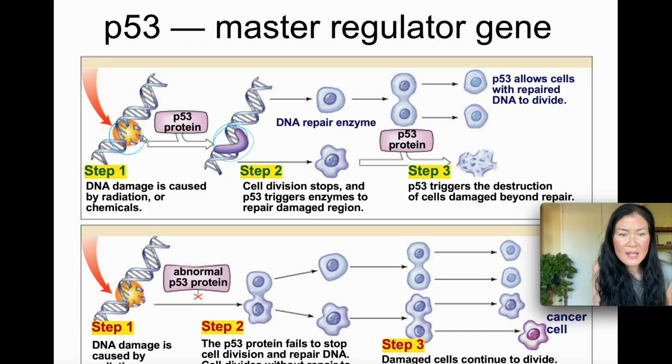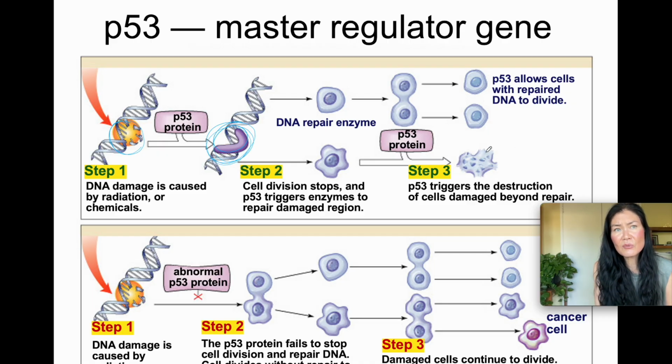When DNA is damaged by maybe radiation or some other carcinogen or mutagen, which changes or damages our DNA, cell division stops. P53 triggers enzymes to repair that damaged DNA. Also, P53 can cause the damaged cell to commit apoptosis. Remember, apoptosis is cell suicide. So it can trigger the destruction of the cell, so that cell will no longer be around to reproduce and pass on that damaged DNA.